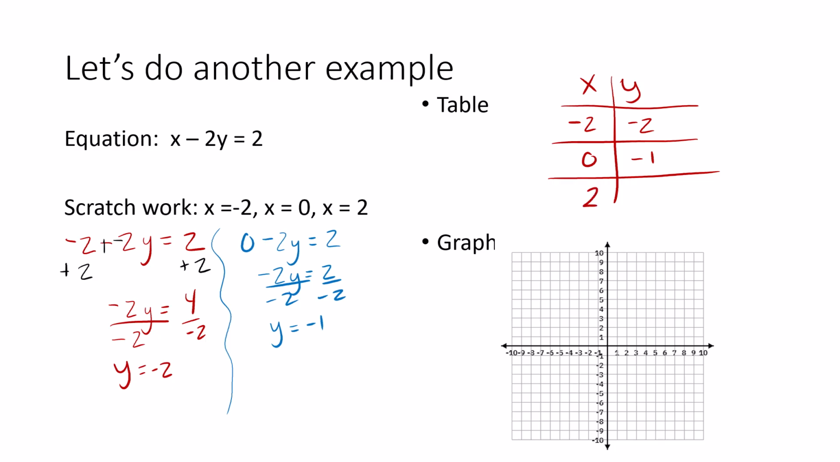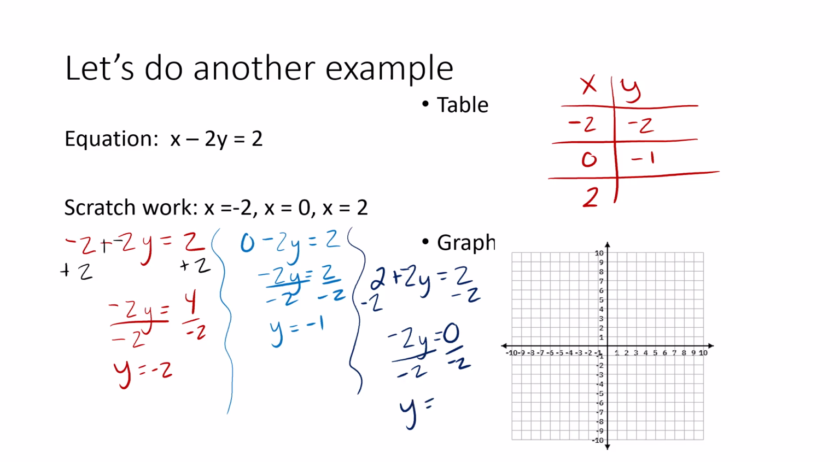And last one, we'll go ahead and plug in x is equal to 2. So 2 minus 2y is equal to 2. We'll change that to the plus negative in case that helps. We're going to subtract 2 or add negative 2 to both sides. 2 minus 2 is 0. Again, y cancels out, leaving us with negative 2y. 2 minus 2 is 0. And dividing both sides by negative 2, 0 divided by negative 2 is 0. And so when x is 2, y is 0.